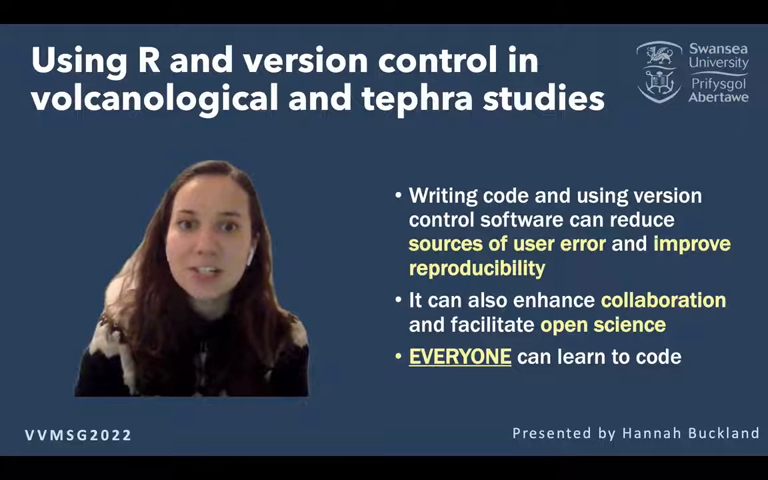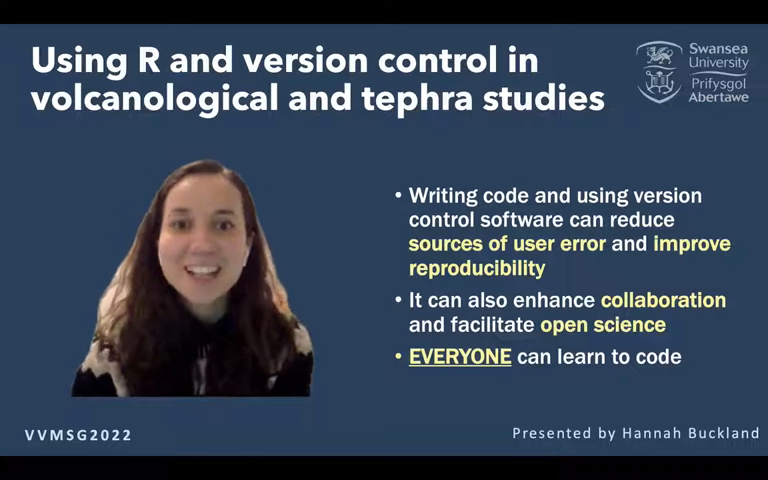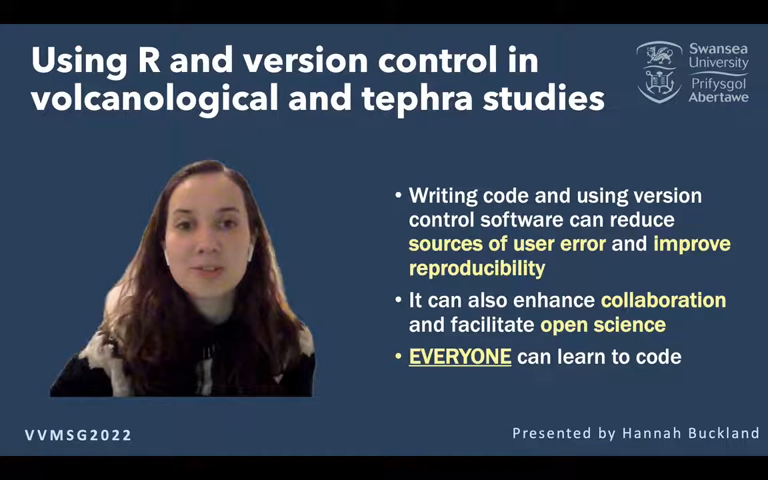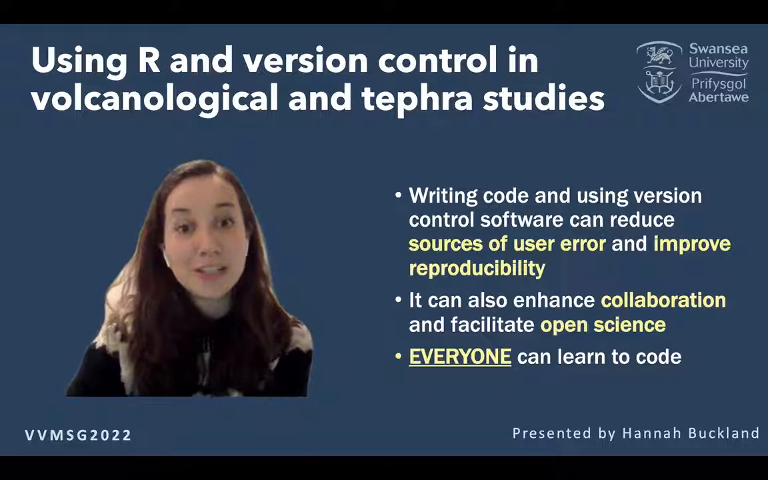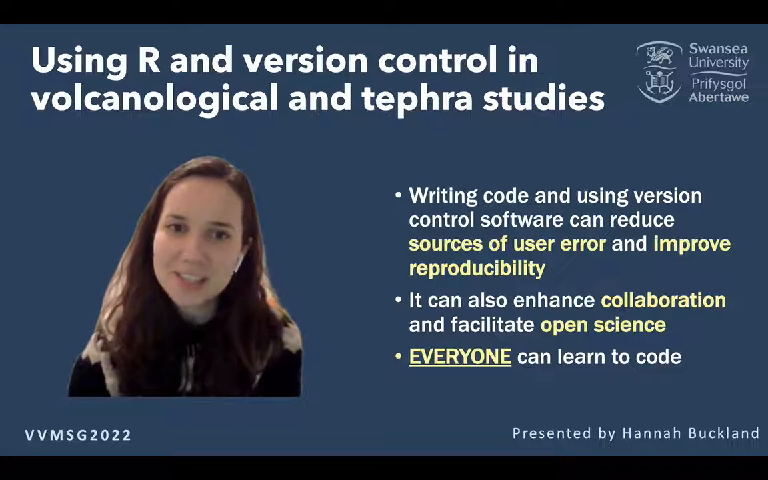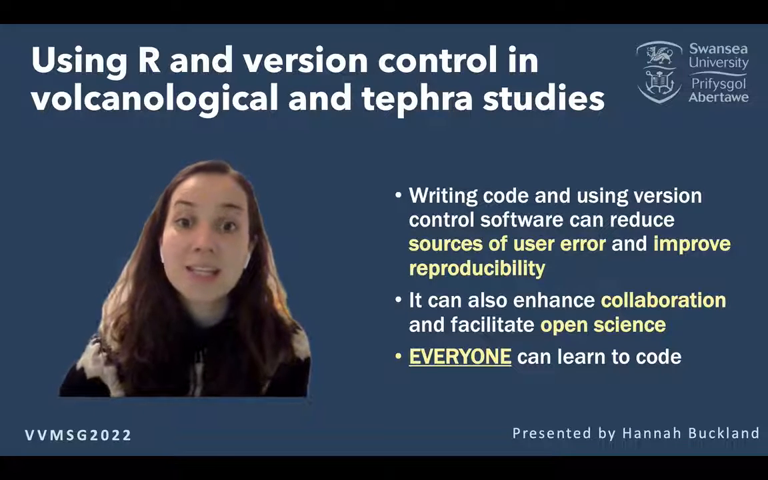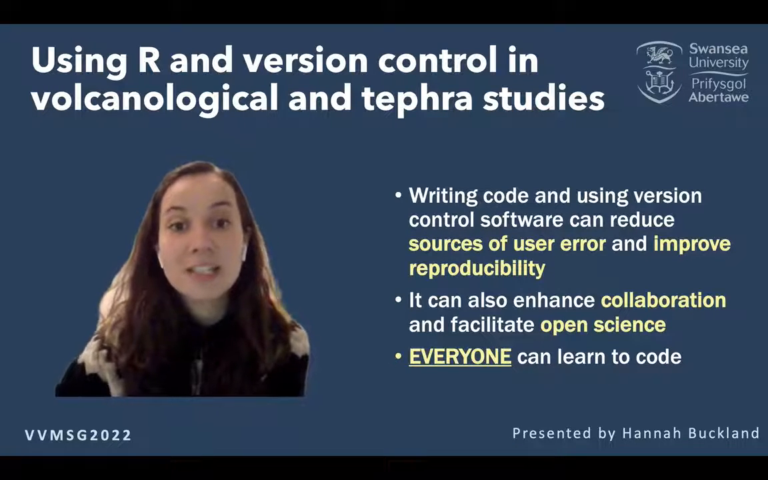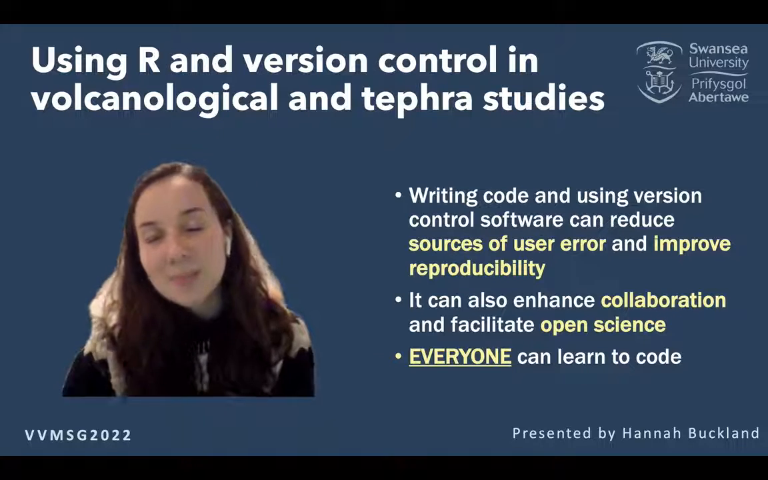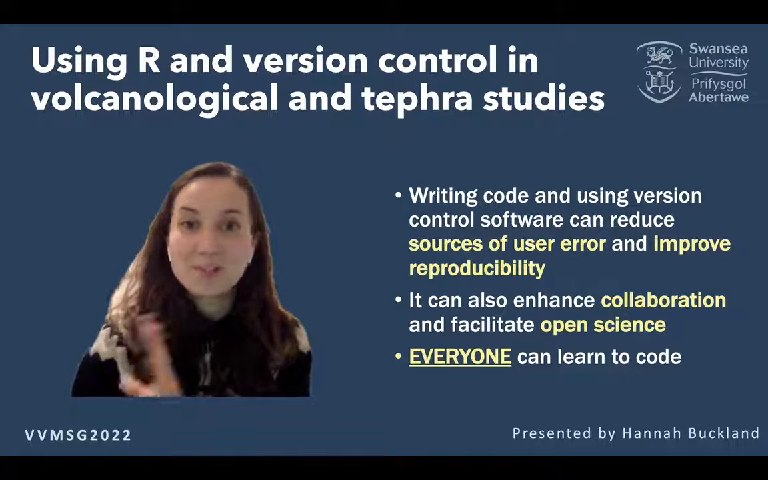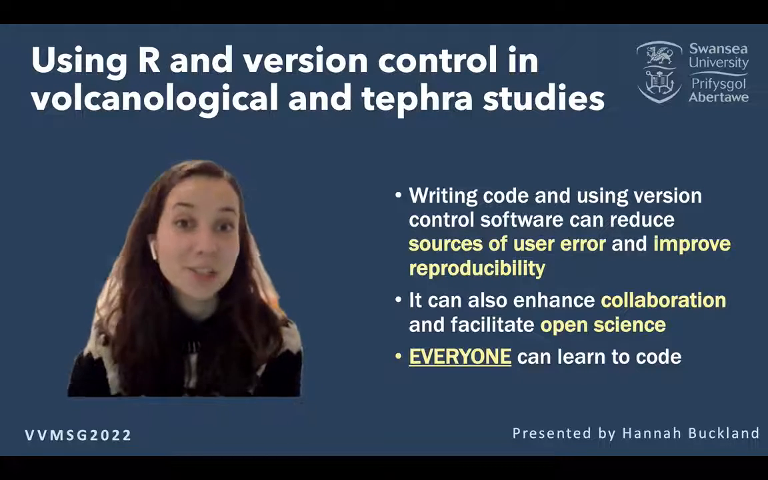So I firstly want to encourage everyone to give writing code a go. I think it can really significantly reduce the sources of user error and improve the reproducibility of your results. I also think writing code and sharing it using some form of version control can enhance collaboration and facilitate open science. I also want to dismiss the myth that writing code is some kind of really hard thing, and I think everyone can learn to do it.